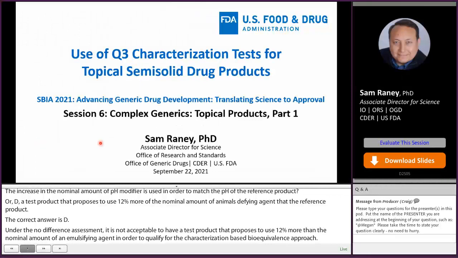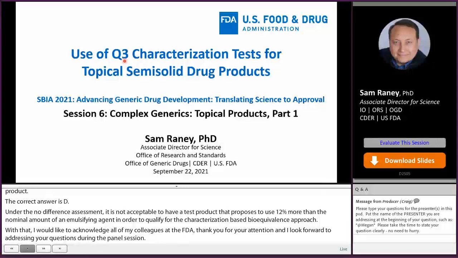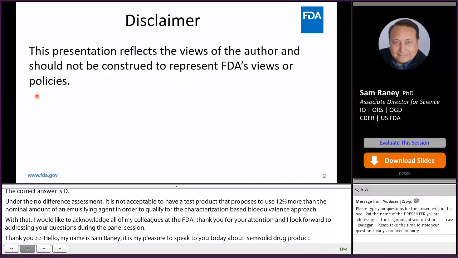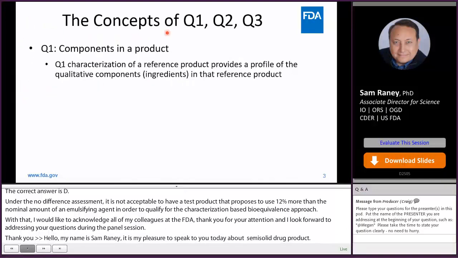Hello, my name is Sam Raney, and it's my pleasure to speak with you today about the use of Q3 characterization tests for topical semisolid drug products. I'll offer the standard disclaimer that this presentation reflects my views and should not be construed to represent FDA's views or policies. So let's begin with the concepts of Q1, Q2, and Q3.